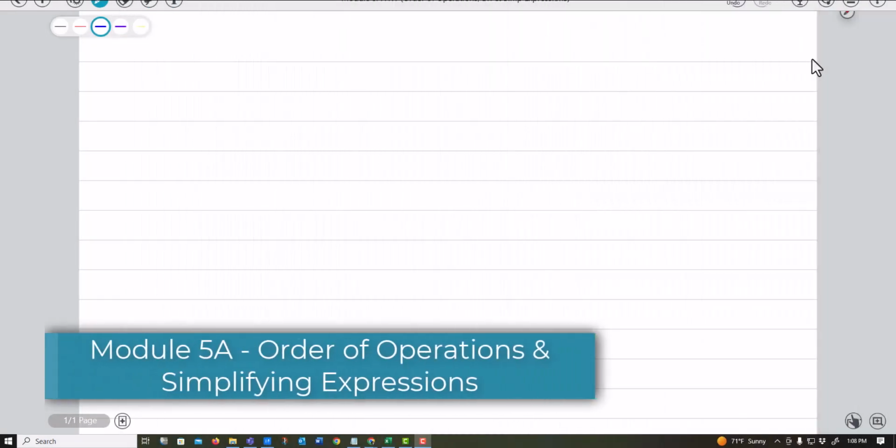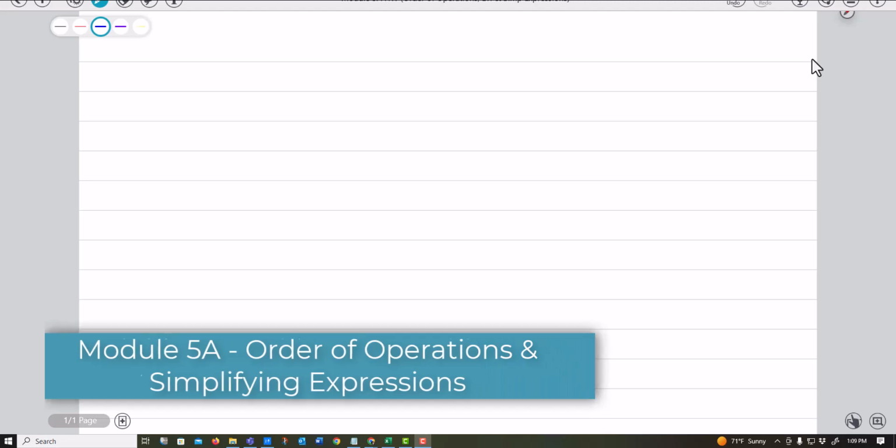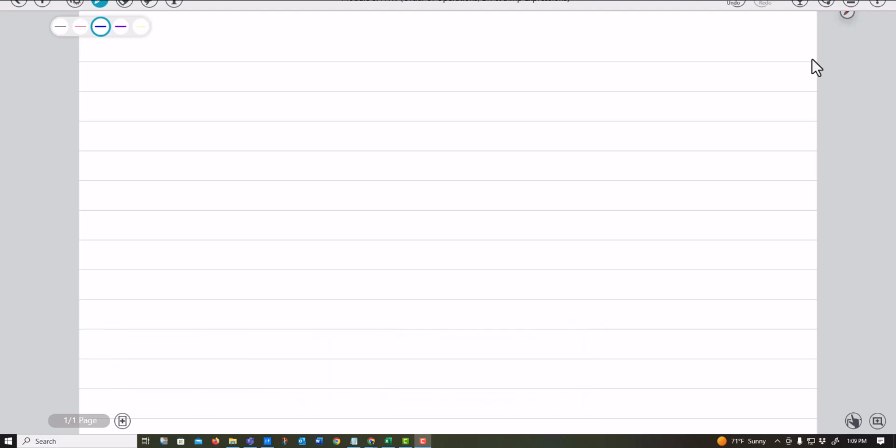Welcome to Module 5, where you're going to be doing some problems with order of operations, evaluating and simplifying expressions. So I just thought I might work through a few problems. When you get started here, the big key is to remember: please excuse my dear Aunt Sally.